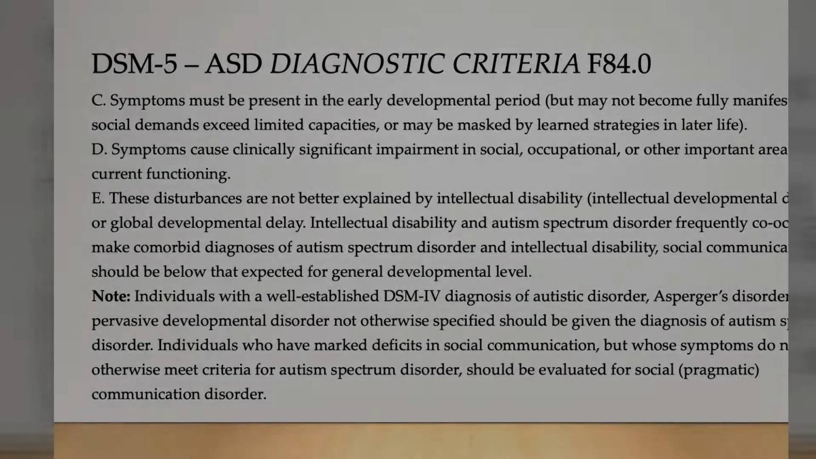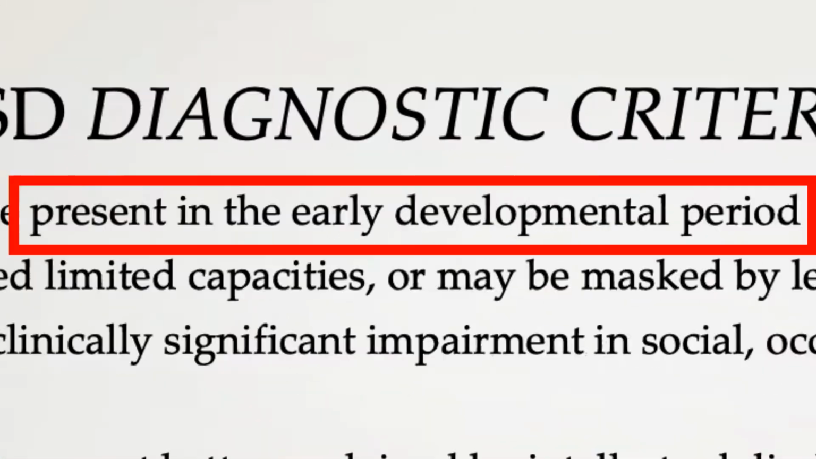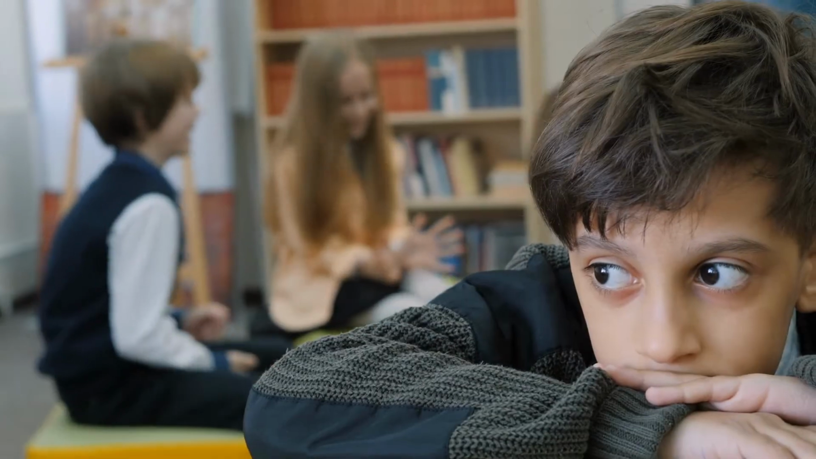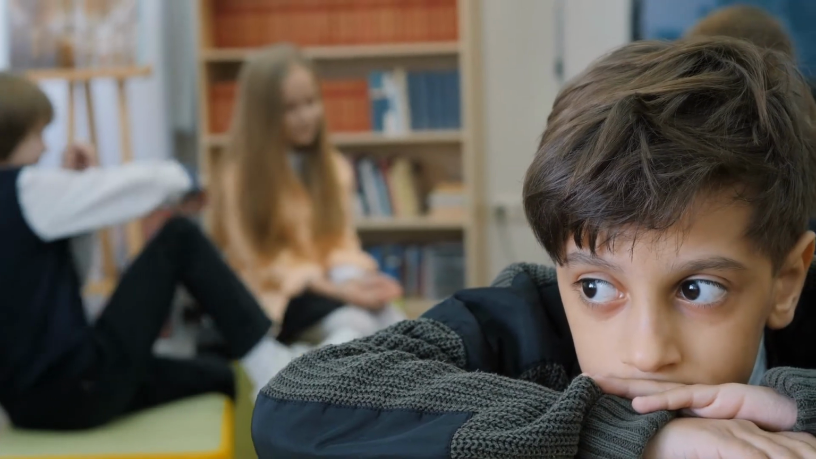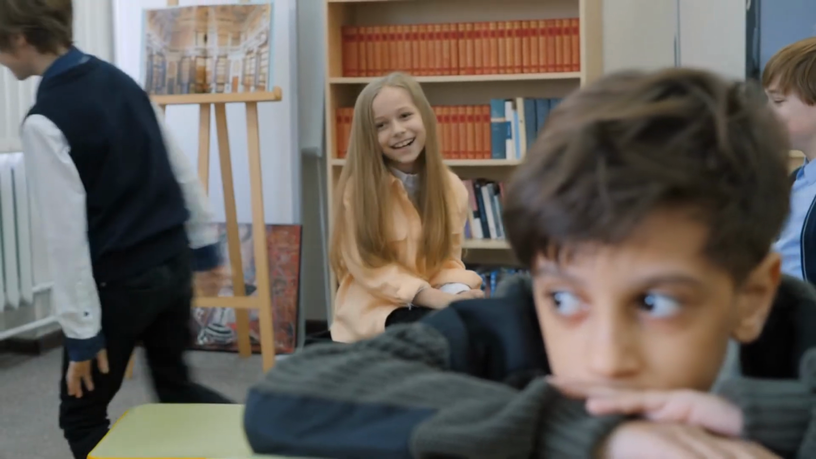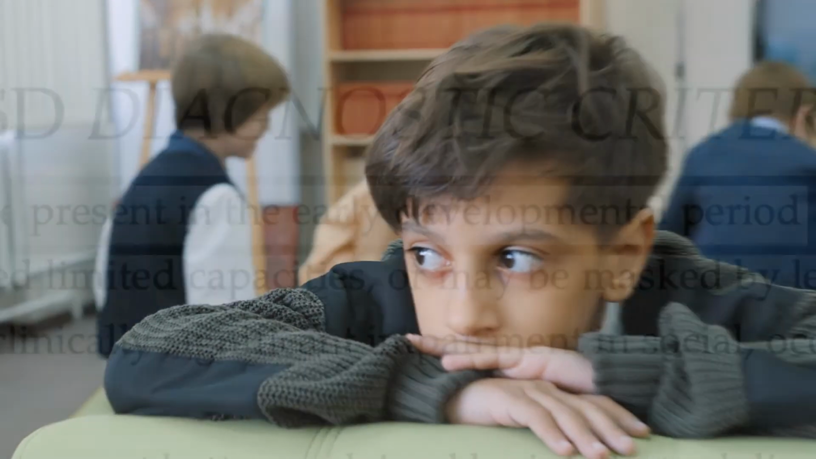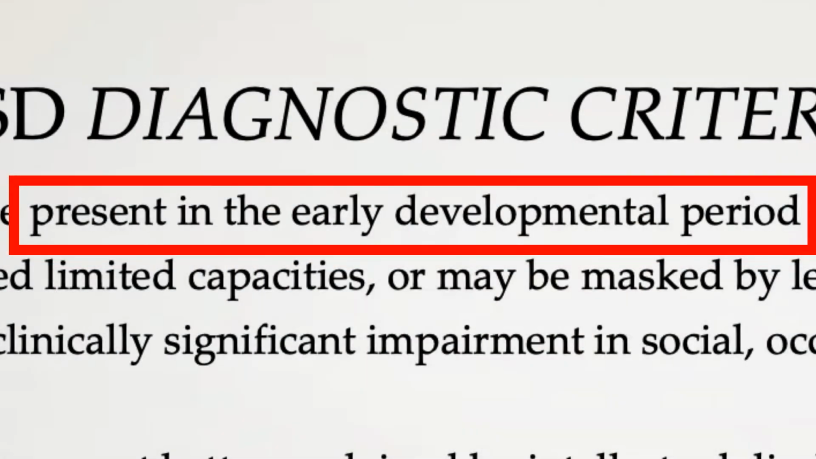Let me go to C, D, and E. C, D, and E symptoms must be present in early development. So a lot of times when we get kids that are high on the spectrum and mom's been working with them and they've been having a little struggle at school, they're a tween, we have to really dig in with whoever the caregiver is that knows the early development of the child. Most of the time, there were symptoms at 2 and 3 and 4 years old.